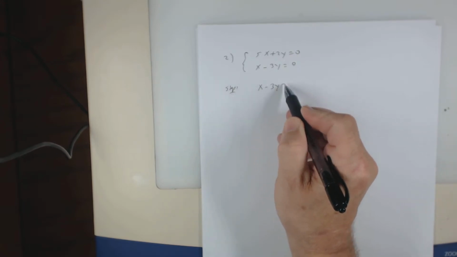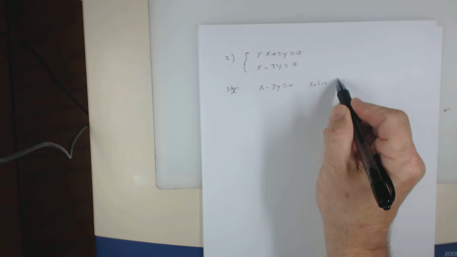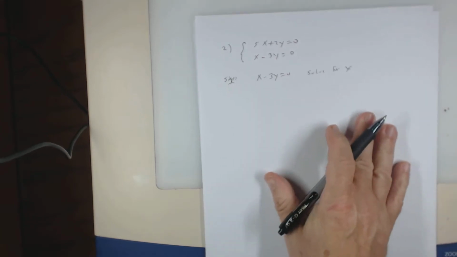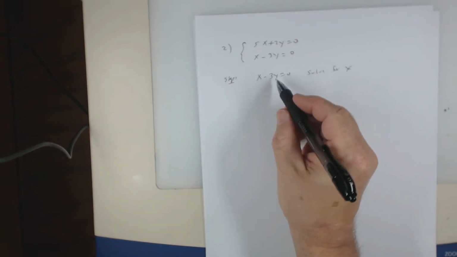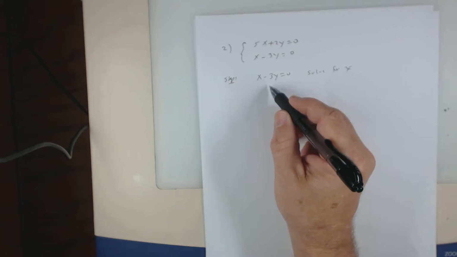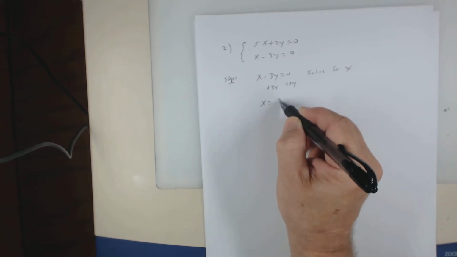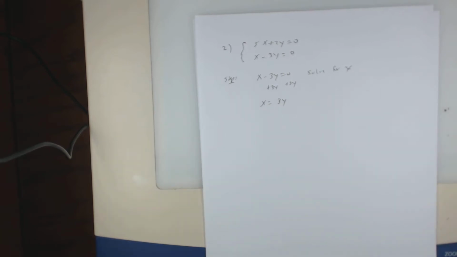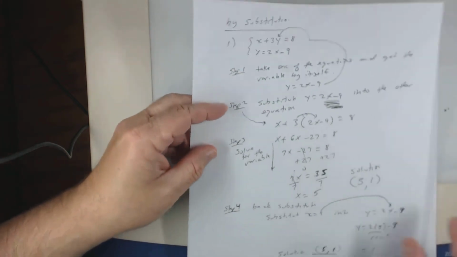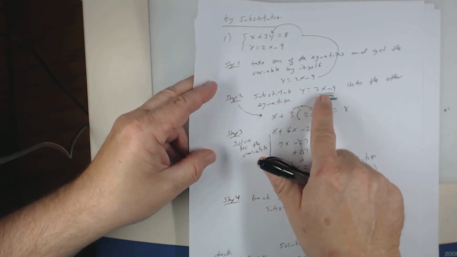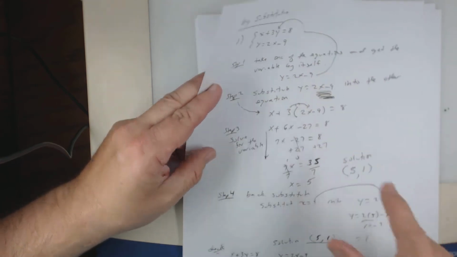So step 1, I'm going to pick which equation? x minus 3y equals 0, and I'm going to solve for what? Solve for x. All right, that's a 0 here, so that should be easy. To get x by itself, you're going to add 3y to both sides. So what does x equal? 3y. So that's your step 1. Step 2 says I substitute that expression into the other equation.